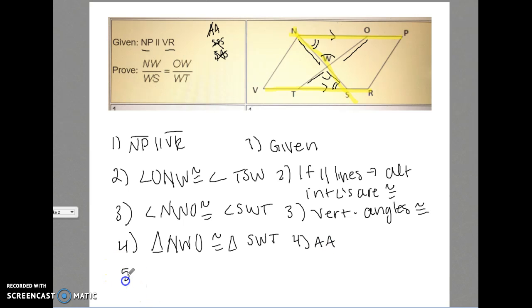Now, since we have our two similar triangles, you can say NW over WS. Notice they're in the same position. And that is going to be equal to, same thing, take a look, OW over WT. And we're good to go. The reason there is that corresponding sides of similar triangles are proportional. Let me just check this. We had NWO, SWT. All right, so that one looks good.